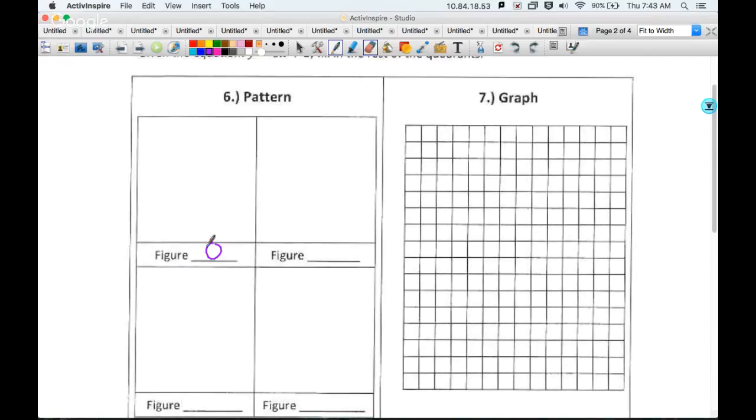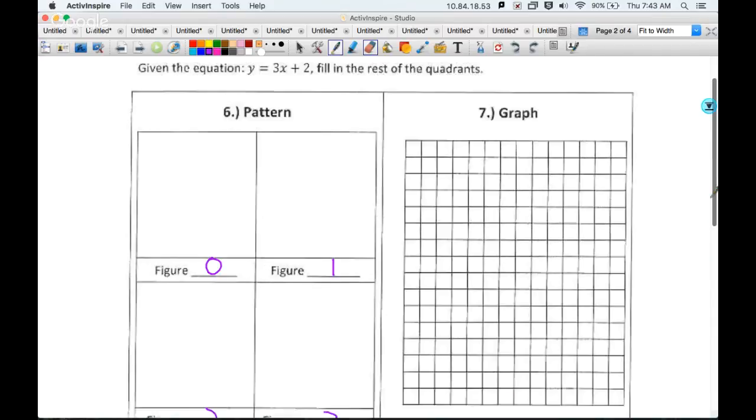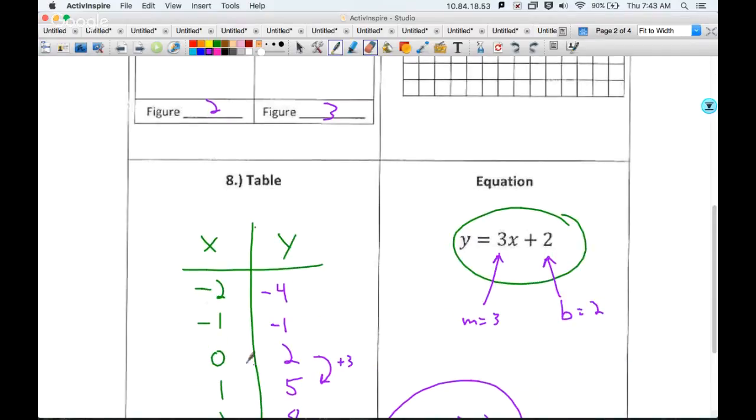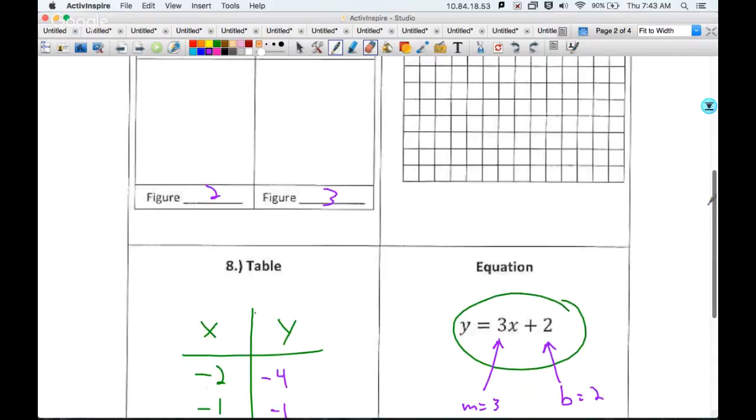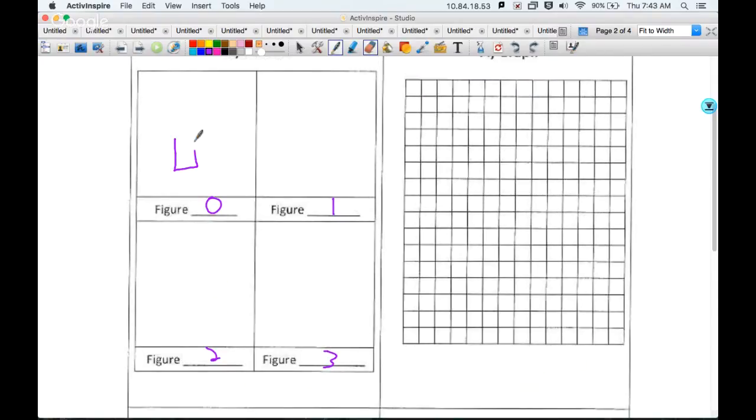So with patterns, it's important to always start with figure 0. If you start with 1, then just make sure that it's got the right number of boxes. It's easier to start with figure 0. Figure 0 should have 2 boxes. So 2 boxes. Figure 1, I'm going to copy those 2 boxes.